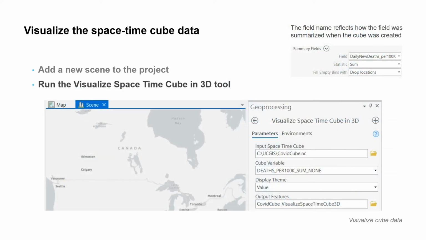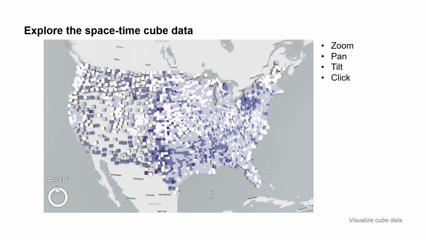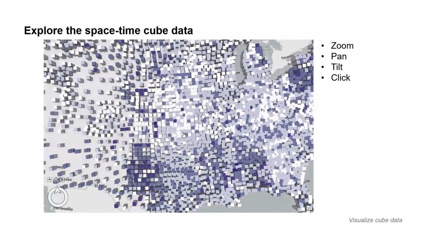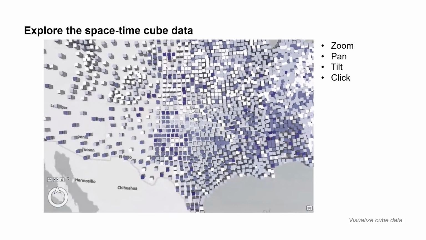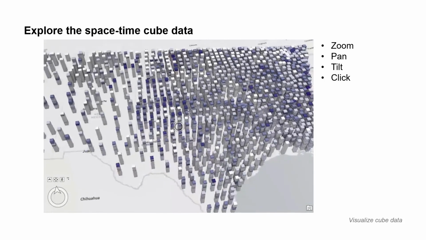And I've changed the base map to light gray here, by the way, just so we'll be able to see the data better. Next, with the Scene tab active, open the Visualize Space-Time Cube in 3D tool. Provide the path to the cube, select the cube variable, provide the display theme, and the output feature class name. Here we're interested in looking at values for new deaths per 100,000 for each county for each four-week time period. The result of running the tool is a 3D scene, which we can explore by zooming in, by panning, tilting the map, and clicking on bins to see the data details.